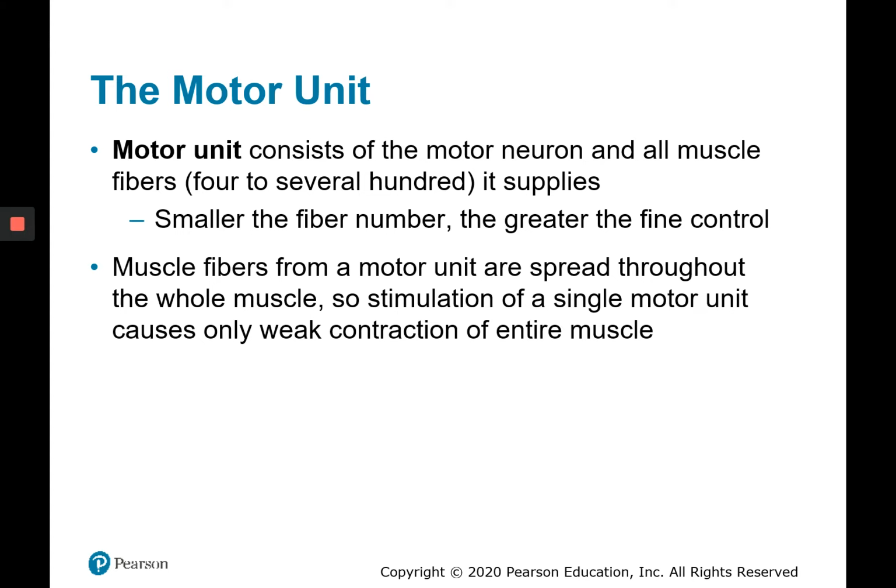So here's the proper definition that we're given in your lecture textbook and this lecture PowerPoint. Motor units consist of a motor neuron and, again, all the skeletal muscle fibers that it supplies. We can have smaller or bigger motor units. The largest motor units innervate several hundred skeletal muscle fibers. And the smaller the motor unit, the more it's associated with greater or fine control.